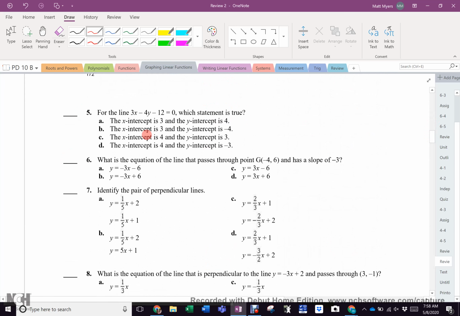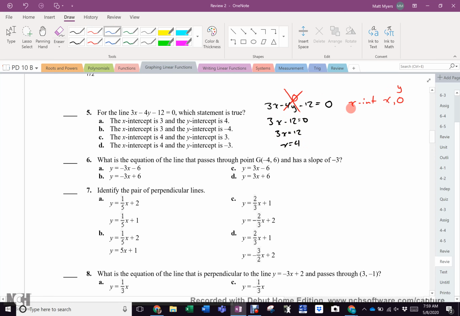Next page, which statement is true? Well, the x-intercept, 3x minus 4y minus 12 equals 0. For the x-intercept, that is x comma 0, which means that y is 0, so it disappears. So I've got 3x minus 12 equals 0, 3x equals 12, x equals 4.